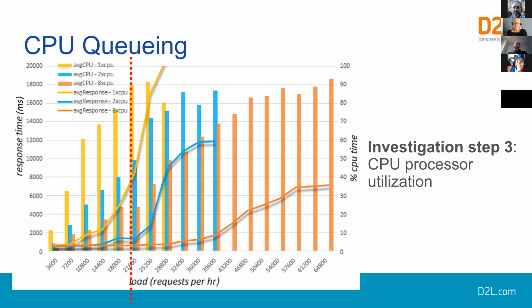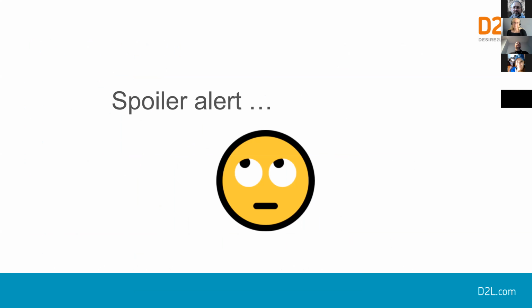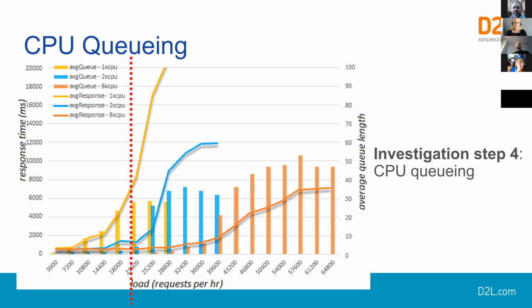So the current conclusion here is about processor utilization. That's just the symptom though. So what's the source of this issue? Spoiler alert, it's queuing. So with that in mind, we know the total time for a response is the time spent in the processor plus the time in the queue waiting to be processed.